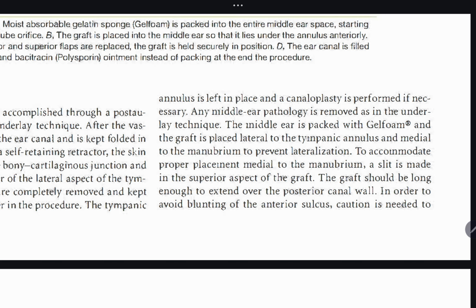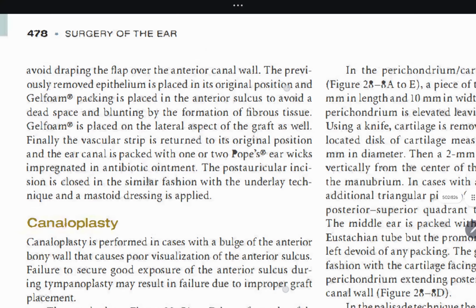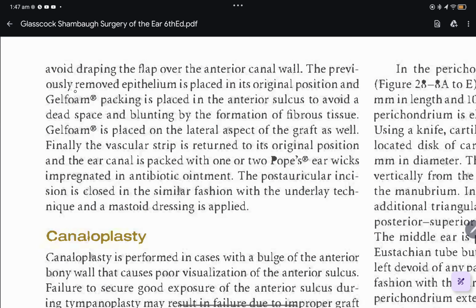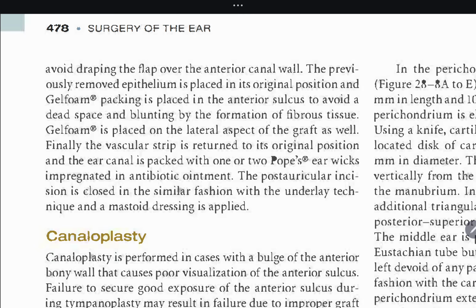In order to avoid blunting of the anterior sulcus, caution is needed to avoid draping the flap over the anterior canal wall. The previously removed epithelium is placed in its original position and gel foam packing is placed in the anterior sulcus to avoid a dead space and blunting by the formation of fibrous tissue.